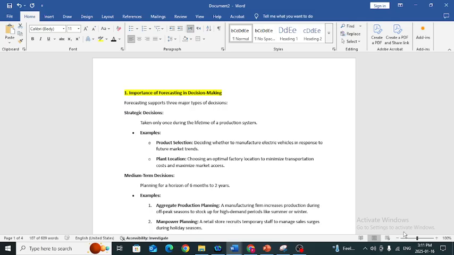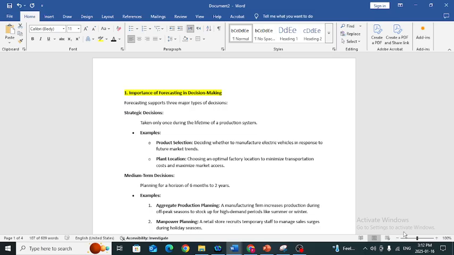Importance of forecasting in decision making. Forecasting supports three major types of decisions: strategic decisions, medium-term decisions, and short-term decisions. Strategic decisions are taken only once during the lifetime of a production system. For example, product selection, deciding whether to manufacture electric vehicles in response to future market trends, or plant location, choosing an optimal factory location to minimize transportation costs and maximize market access.